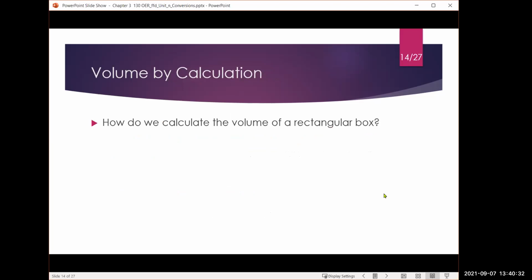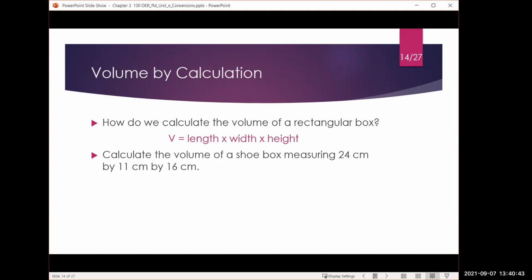Okay, so how do we calculate volume? For a rectangular box or a cube, we can simply measure the sides, right? So we have length, width, and height. We can take a shoebox and measure it: 24 times 11 centimeters times 16, and we end up with 4,200 cubic centimeters.